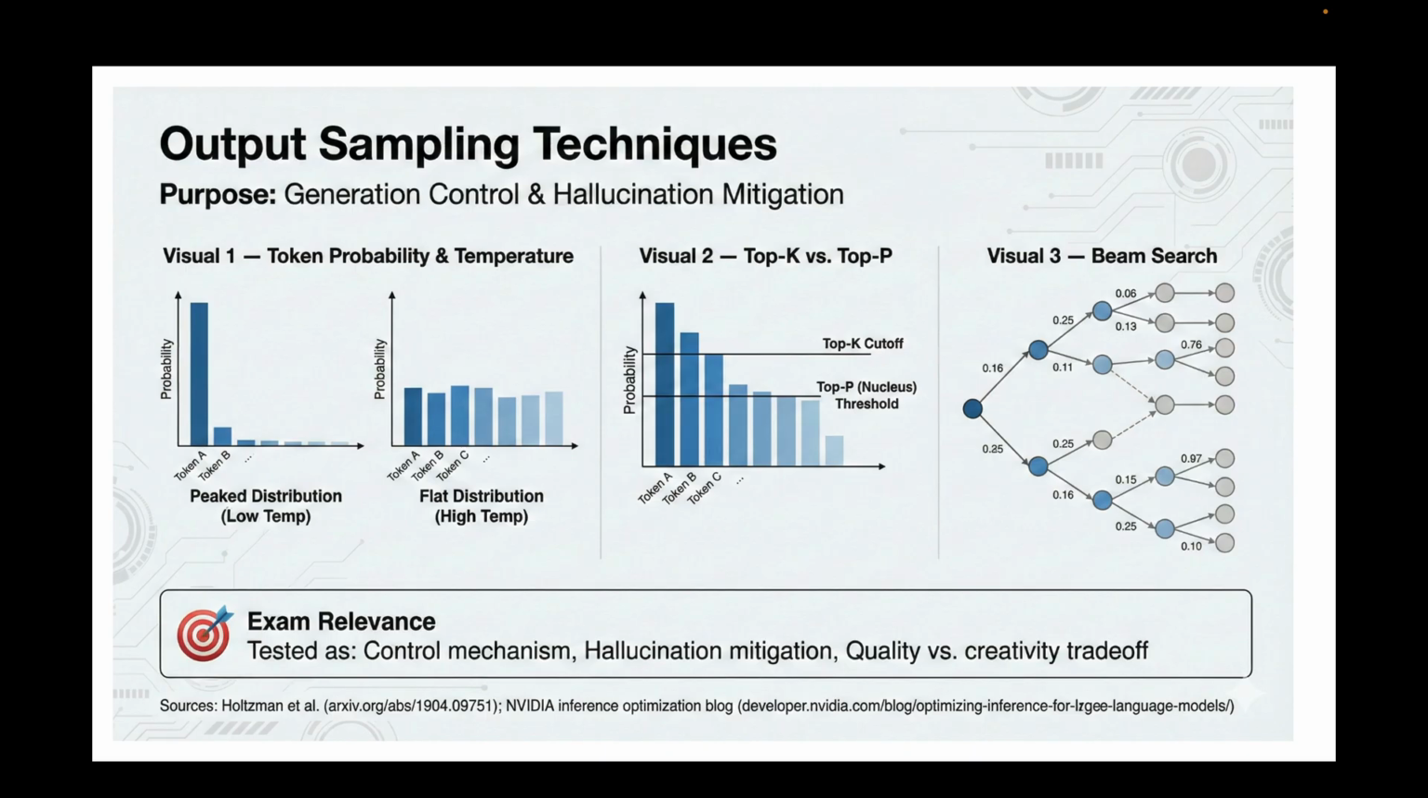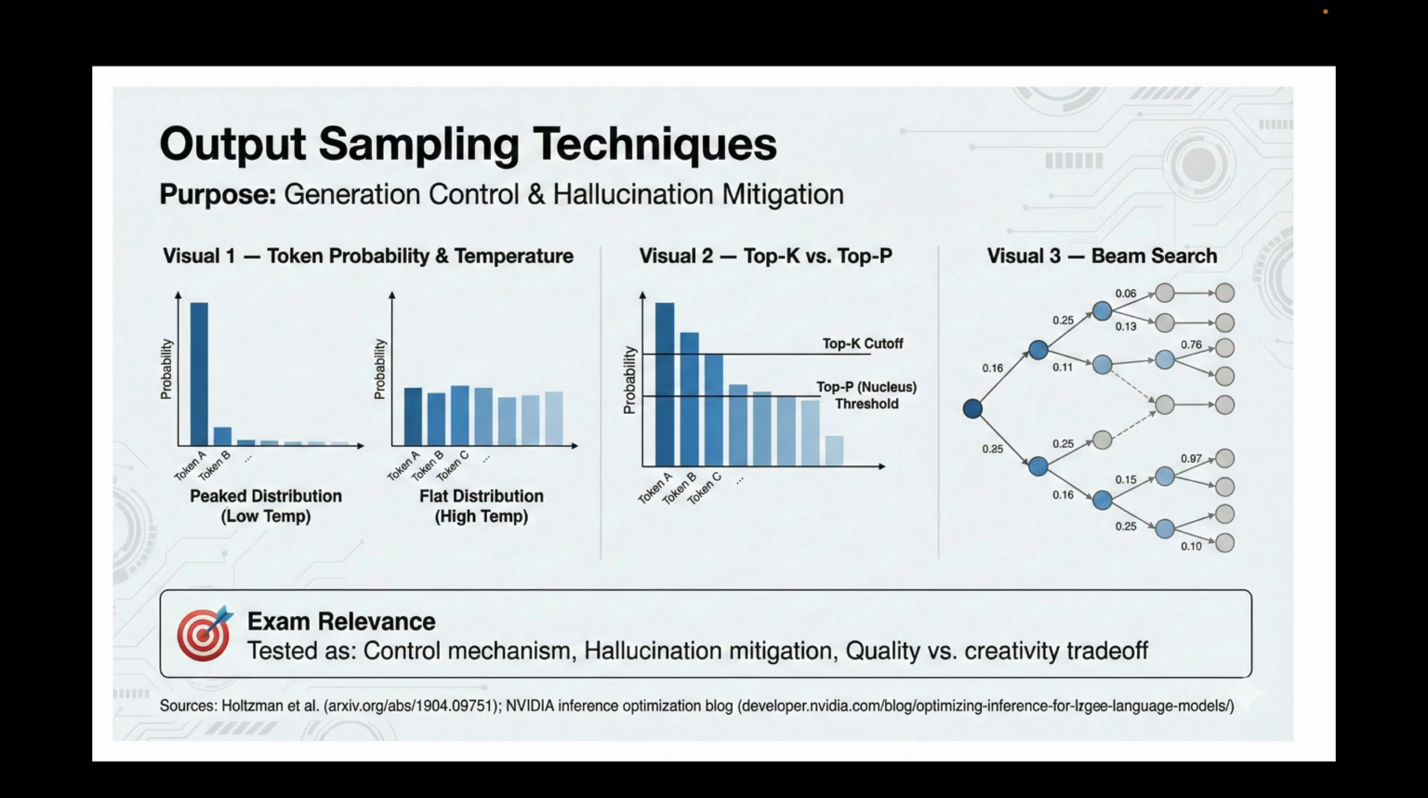We also use top K and top P as guardrails. They essentially say, don't look at the entire dictionary. Only consider the top 50 words. That's top K. Or the smallest group of words that together account for 90% probability. Top P. Top P is also called nucleus sampling.